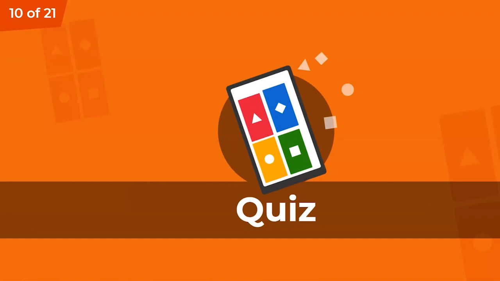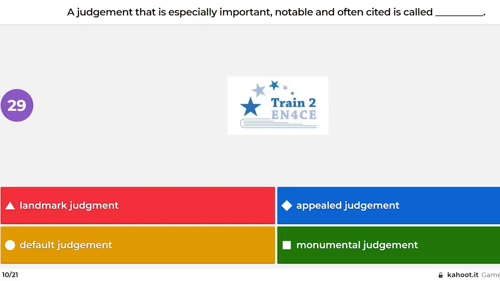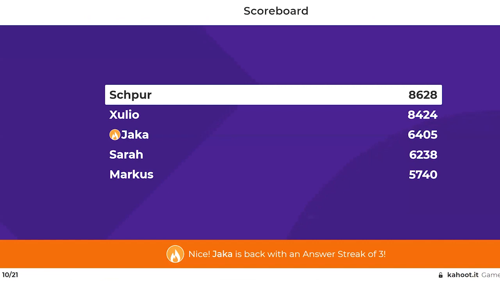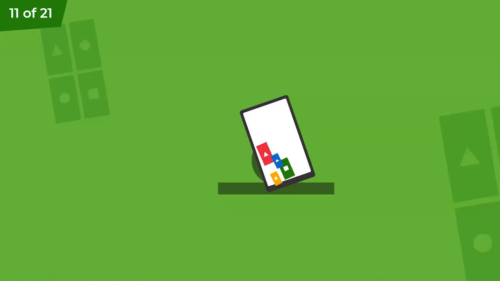Congratulations. A judgment that is especially important, notable, and often cited is called landmark judgment, appealed judgment, default judgment, or monumental judgment. Landmark judgment was the correct answer, of course. Let's see if there is any change. No, the same persons. You're doing great.